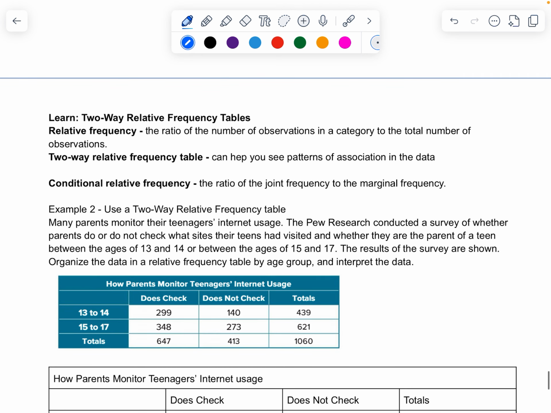Now what we are going to do is a relative frequency. A relative frequency shows that you have a ratio. Remember, a ratio is a fraction. It is a fraction of the number of observations in the category to the total number of observations. Okay, so it's a ratio: observations to total. A two-way relative frequency table can help you see patterns of association in the data.